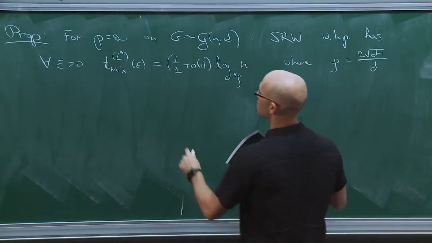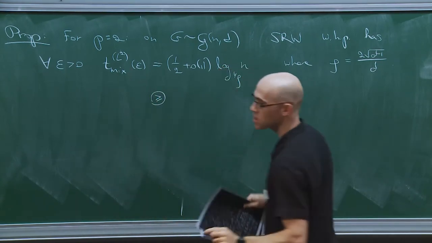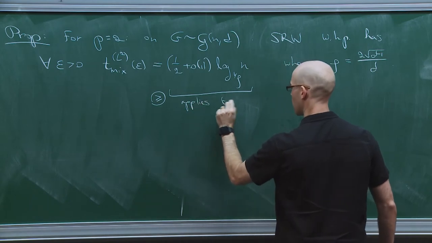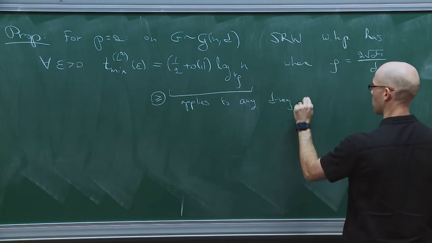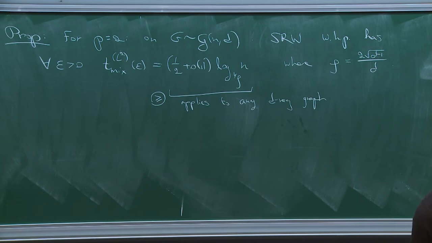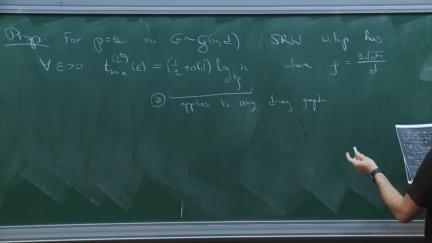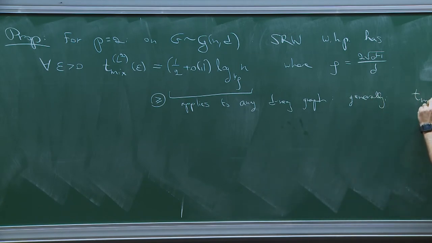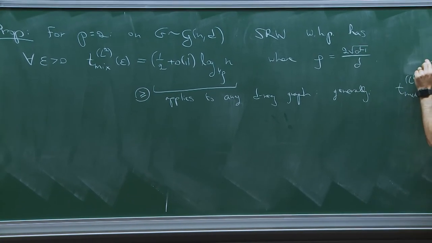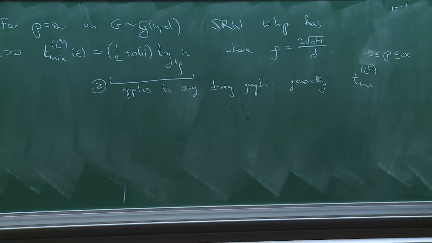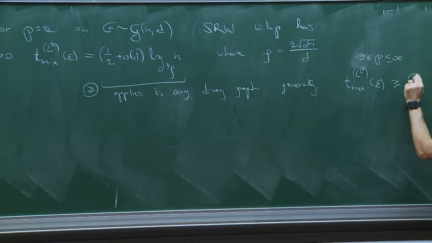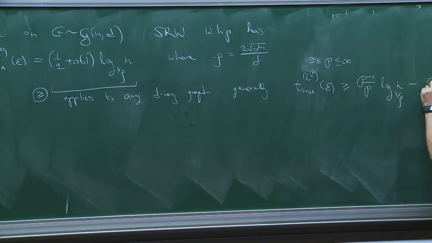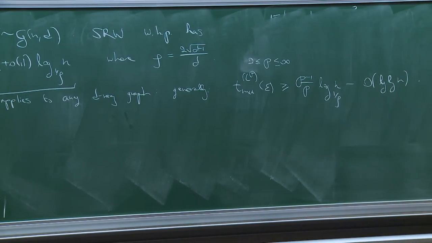Okay, and what I mentioned yesterday very quickly is that this inequality, just a lower bound, applies to any d-regular graph. Okay, any d-regular graph. So in general, you can say that T mix in LP for P between 2 and infinity, T mix of epsilon will always be at least (P minus 1) over P times log n over log 1 over rho, minus some order log log n. So this is the deterministic statement.